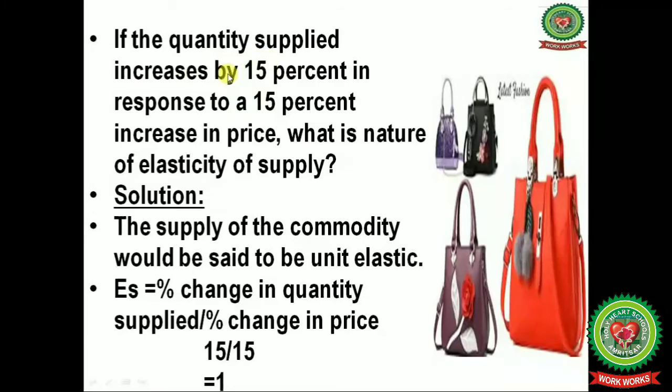If the quantity supplied increased by 15% in response to a 15% increase in price, what is the nature of elasticity of supply? What can you say about this one? Students, the meaning of this is the supply of a commodity would be said to be unit elastic. As elasticity of supply is equal to percentage change in quantity supplied divided by the percentage change in price. Here percentage change in quantity supplied is 15, and percentage change in the price is also 15. So 15 divided by 15 is equal to 1.